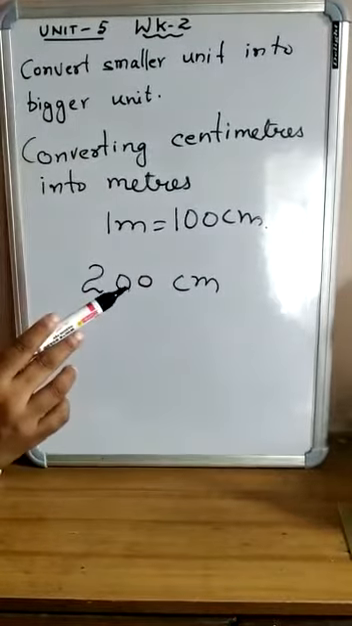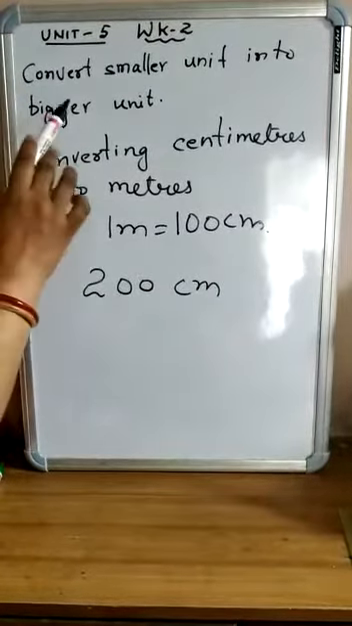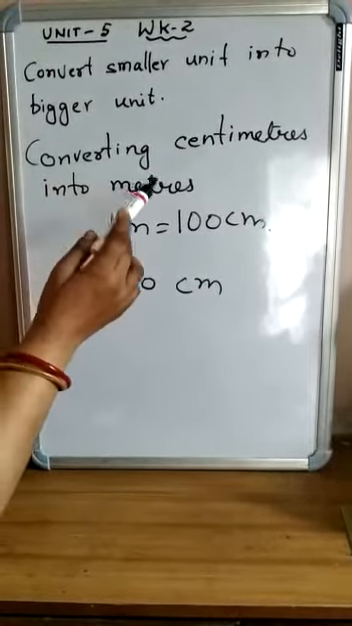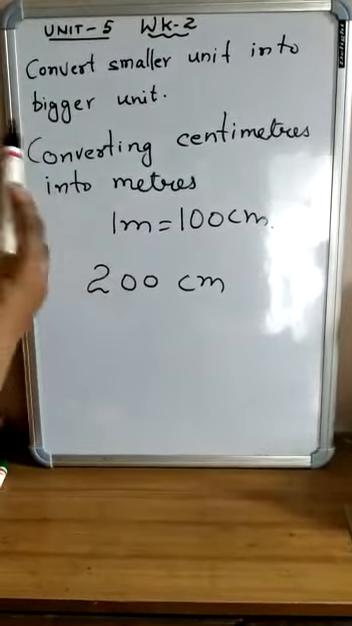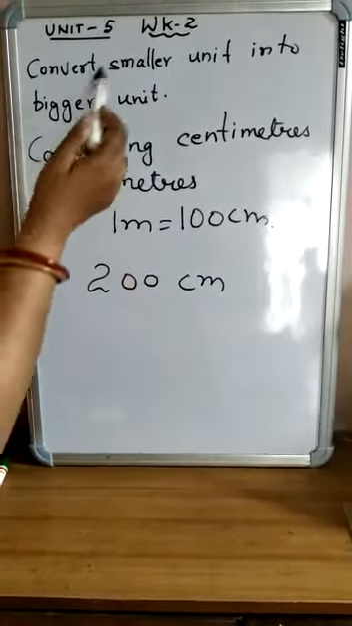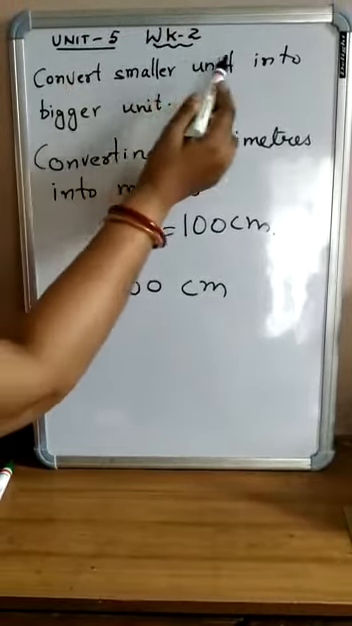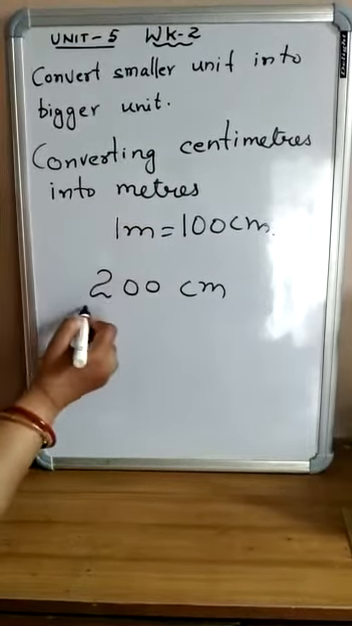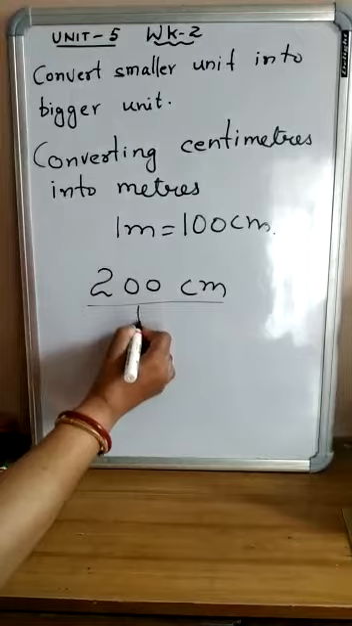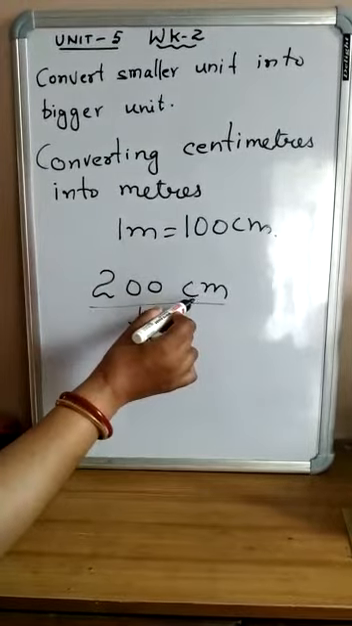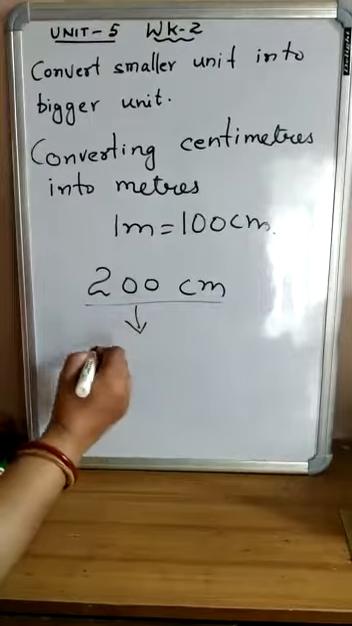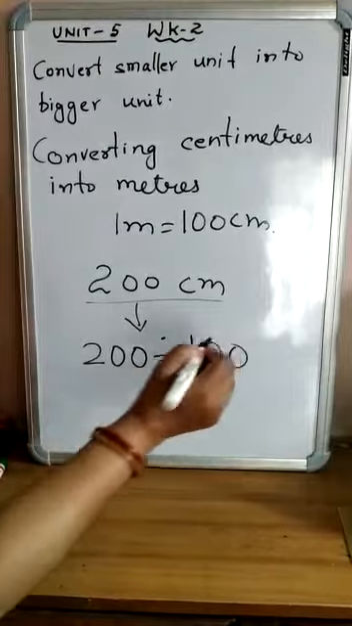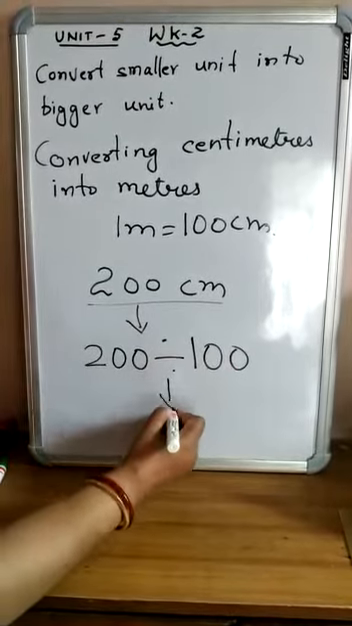In the previous class, I told you how to convert from a bigger unit to a smaller unit: we have to multiply by 100 or 1000. Now here we have to convert from a smaller unit into a bigger unit. This is 200 centimeters, and I have to convert it into meters. Centimeter is a smaller unit and meter is the bigger unit. So this 200 will be divided by 100.